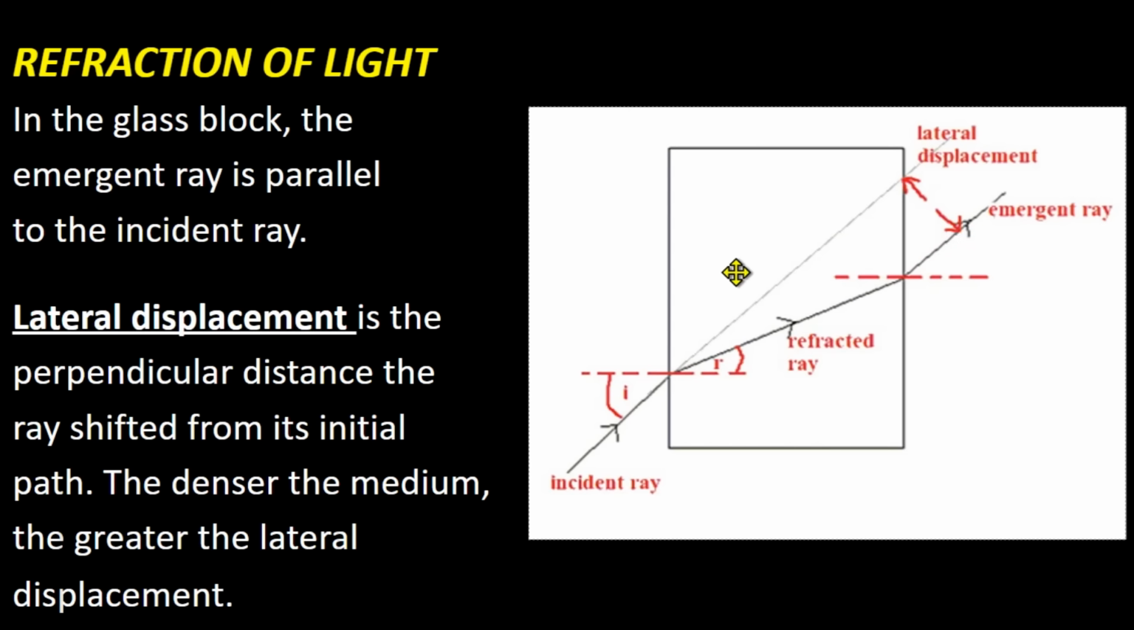Now if this glass block wasn't here, we wouldn't get the ray bending at all because it would just keep propagating through the air. Because the glass block is denser than the air, the wave would refract upon entering and exiting the glass block. If the glass block was not here, this gray line would indicate the original pathway of the ray. The lateral displacement is the perpendicular distance between the original pathway of the ray and where the emergent ray stands now. The denser the medium, the greater the lateral displacement, because the denser the medium is, the greater the refraction that is occurring.